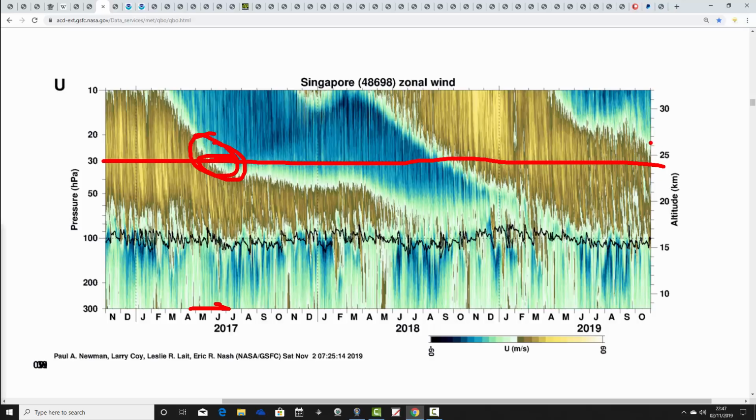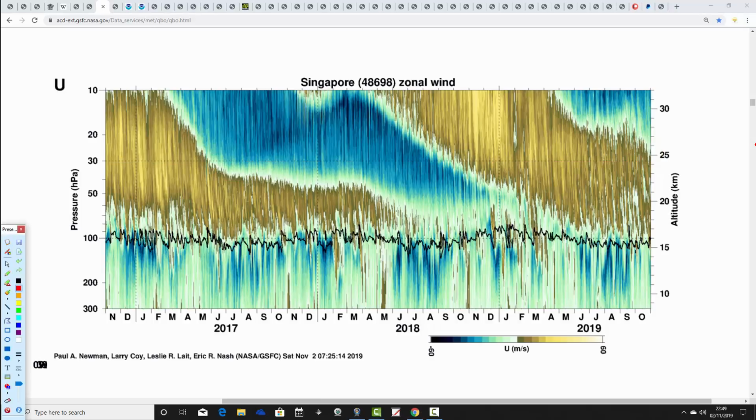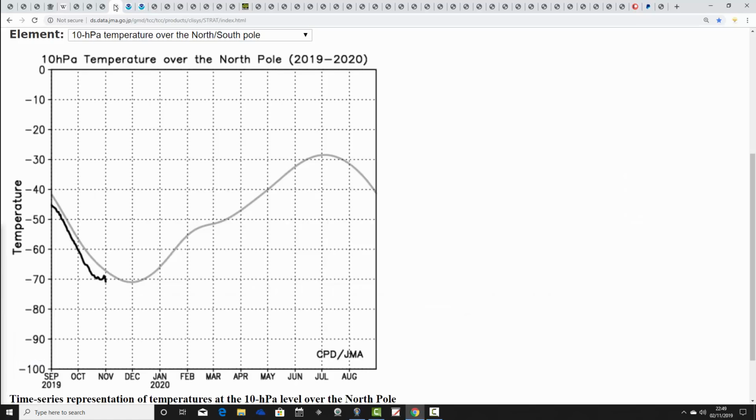It's very, very close to starting to do so now, and I think by the time we get to the winter, we will probably be going into the easterly phase of the QBO. As I say, we will have that QBO number for you next week for the 11th Winter 2019-2020 update. This is how things are looking in the stratosphere. So this is from the JMA, looking at the temperature over the North Pole at 10 HPA.